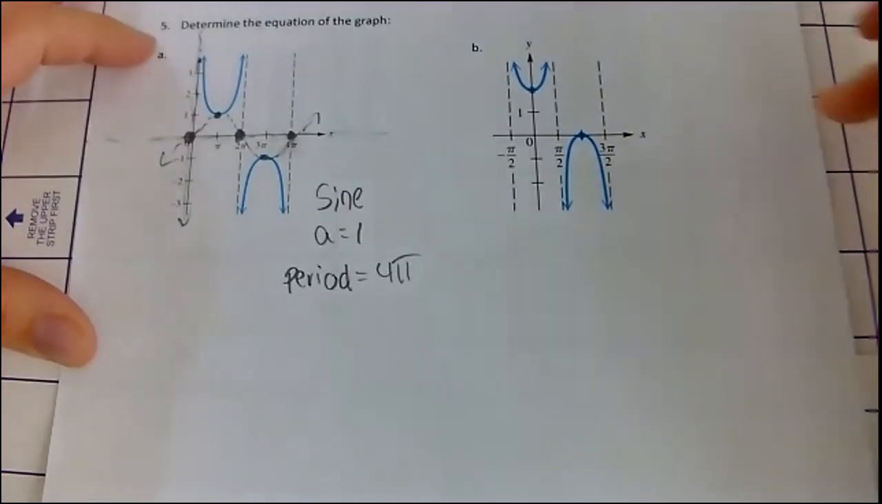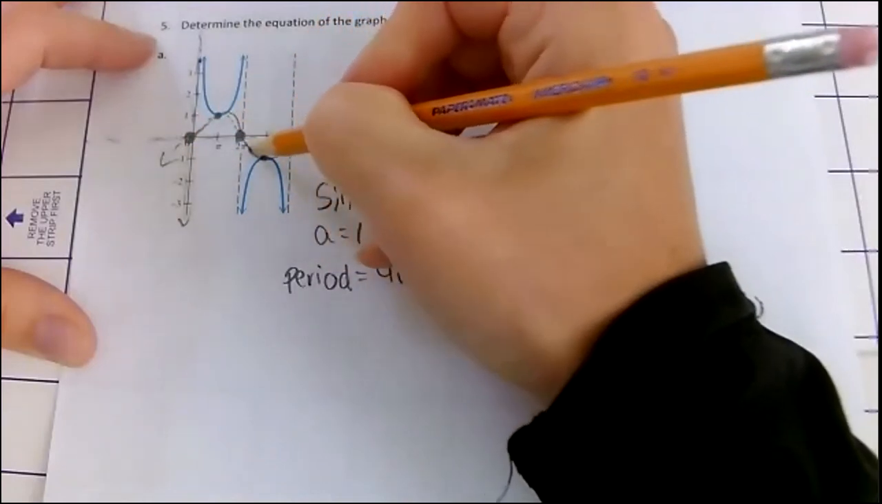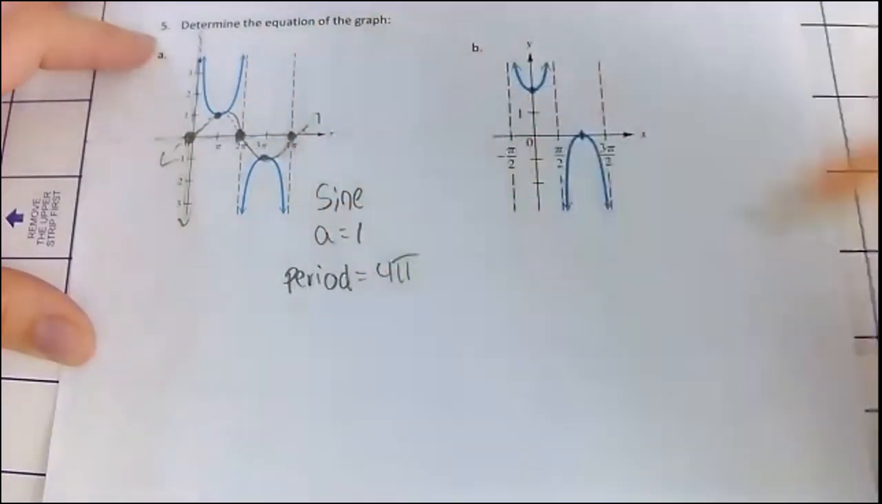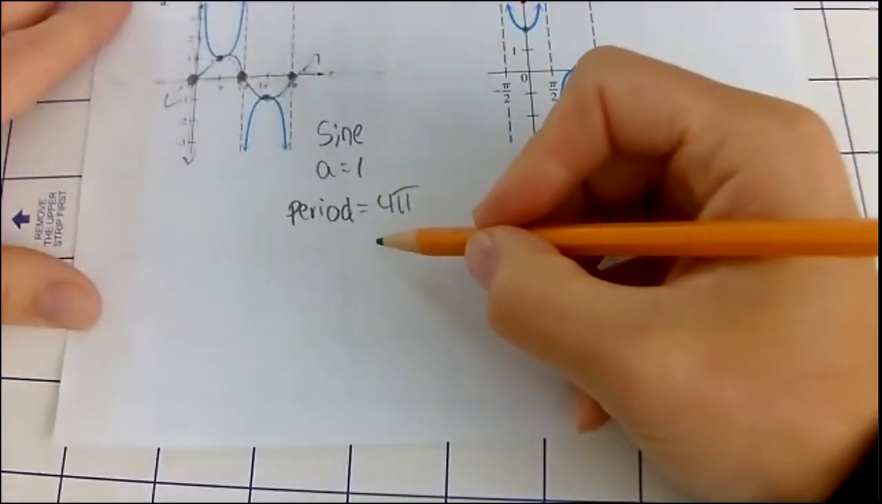What else? Are we shifting left or right? No. And this is a typical sine right here with an amplitude of 1. It's just that the period is different. So that's going to mean I have a b value that I need to deal with.